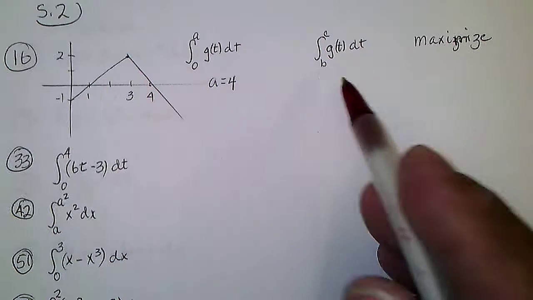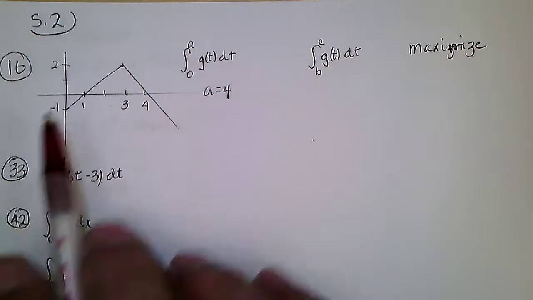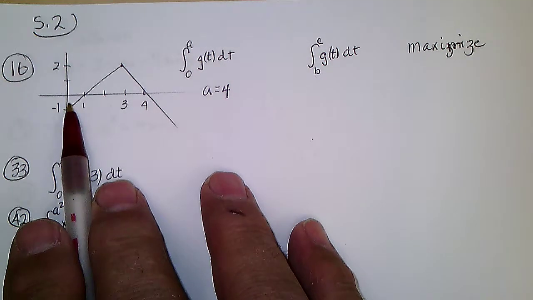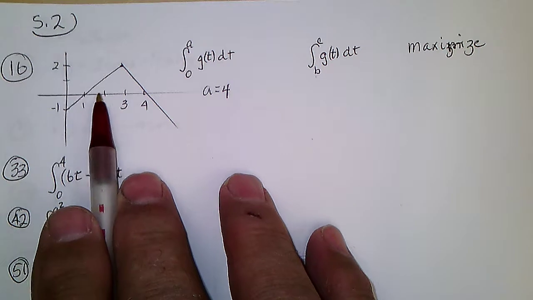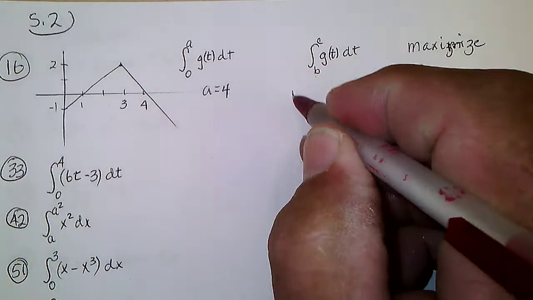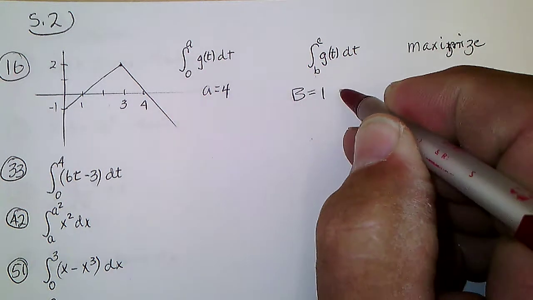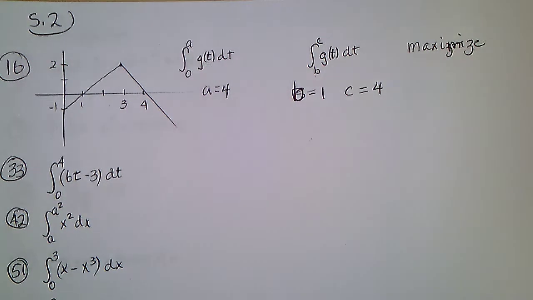Now for the second one, between B and C, well, we would not want the negative part. We would want to start here and then just keep adding positive up to here, and that would get the most positive we could get. So B would equal 1 and C equal 4. I guess it's that kind of a B. There we go.